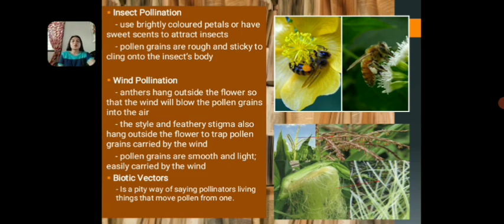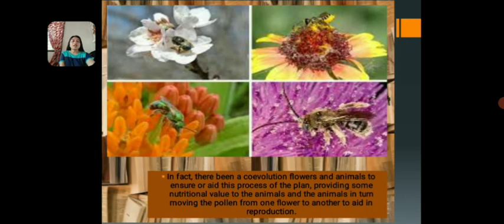How important are pollinators to the angiosperm? The biotic vectors, a fancy way of saying pollinators, are living things that move pollen from one flower to another. In fact, there has been a coevolution of flowers and animals to aid this process, with the plant providing some nutritional value to the animals, and the animals in turn moving the pollen from one flower to another to aid in reproduction.